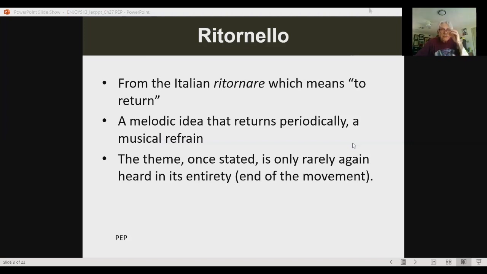In reference to ritornello, from the Italian word ritornare, which means to return, it is a melodic idea that returns periodically, a musical refrain.